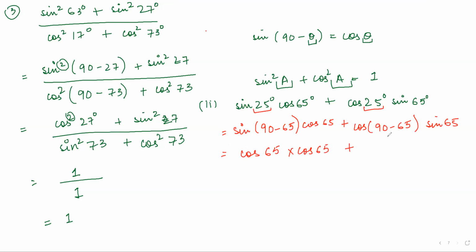plus. Now cos 90 minus theta will become sine theta. So sine of 65 and then another sine of 65. Correct, Abdullah? Yes, ma'am. So that becomes your cos square 65 and plus this becomes your sine square of 65. Now you can see both the angles are same. So sine square theta plus cos square theta, that is 1.